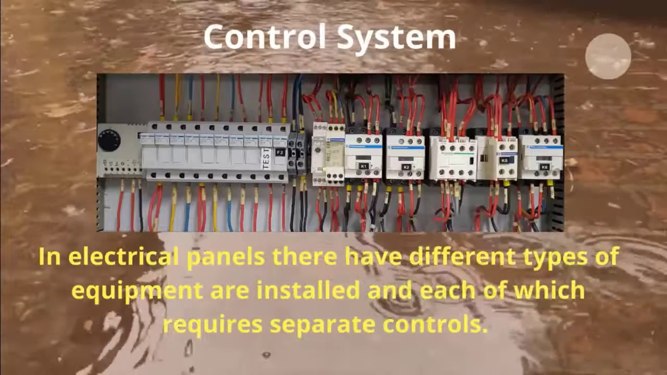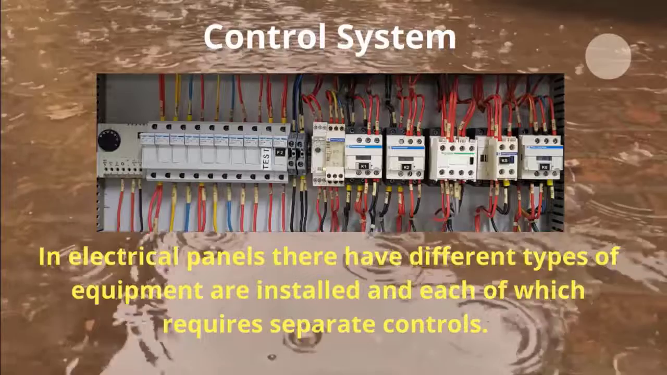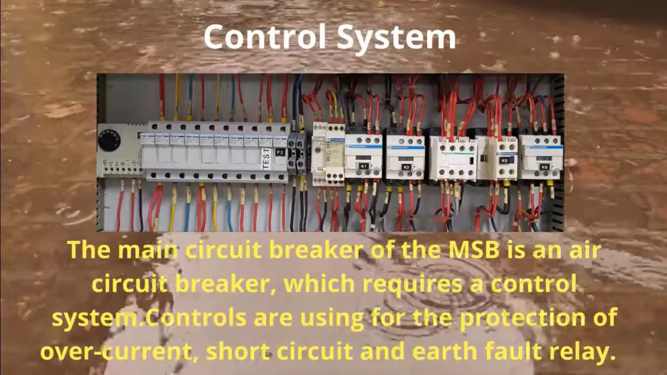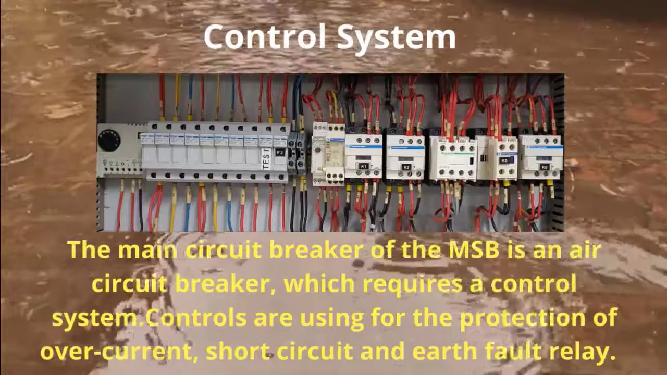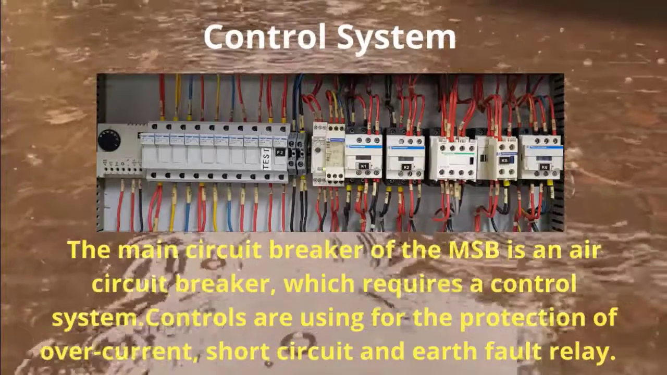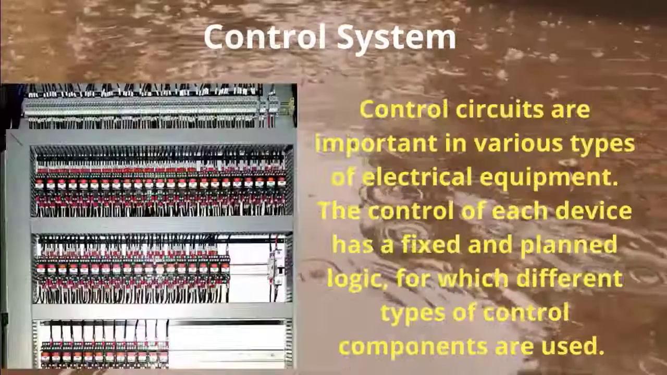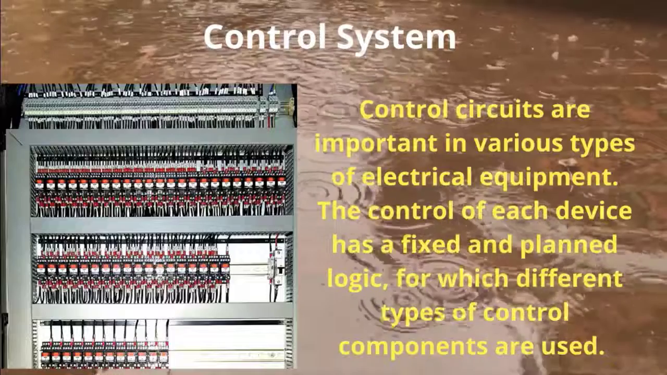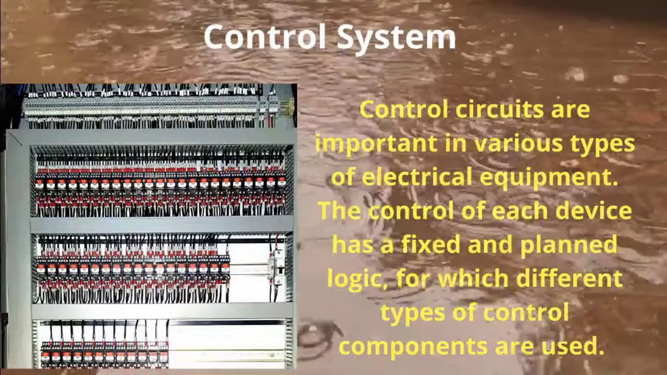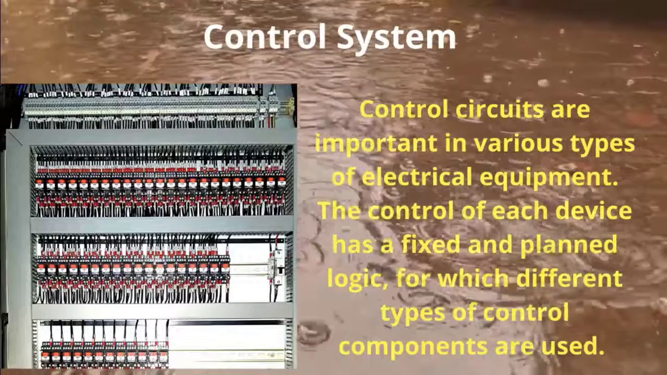In electrical panels, different types of equipment are installed, and each of them requires separate controls. The main circuit breaker of the MSB is an air circuit breaker, which requires a control system. Controls are used for the protection of overcurrent, short circuit and earth fault relay. Control circuits are important in various types of electrical equipment. The control of each device has a fixed and planned logic, for which different types of control components are used.